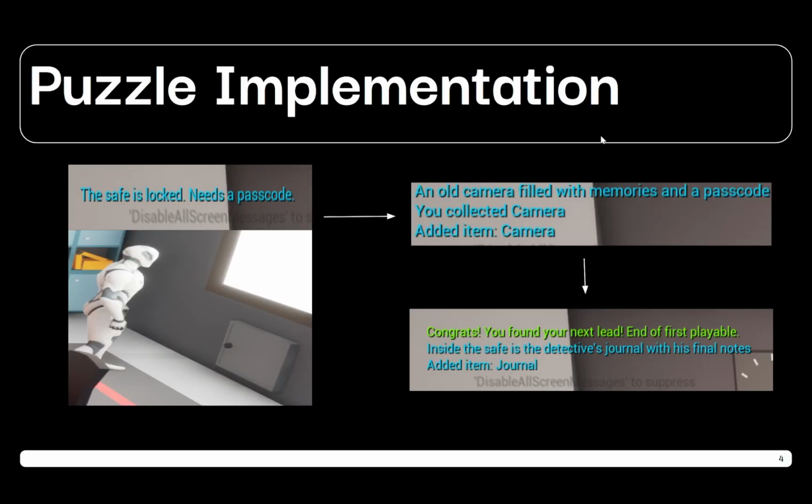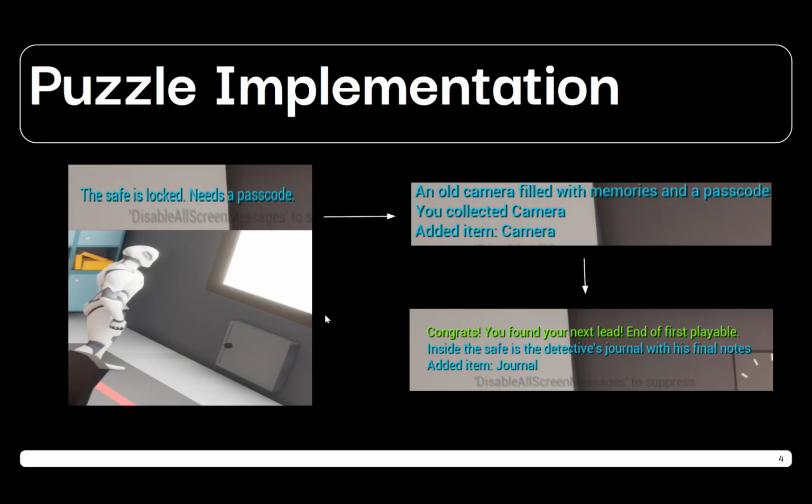Next, the puzzle implementation was so the player explores the room. They click on a few objects. They click on something. Hopefully, they see the safe right here. Notice the safe is locked and needs a passcode.